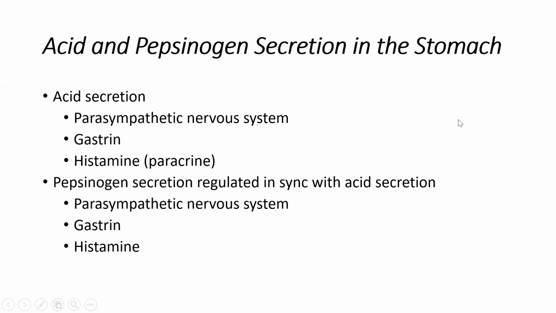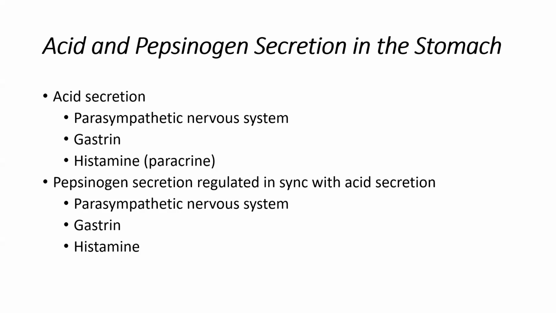So let's talk about the stimuli for acid secretion. Acid is going to be secreted in response to the parasympathetic nervous system, in response to gastrin secretion from the G cells, as well as in response to histamine that's coming as a paracrine stimulus from cells as well. Whereas pepsinogen secretion is going to be regulated in sync with acid secretion. So it's also going to have the same three stimuli: the parasympathetic system, gastrin, and histamine.